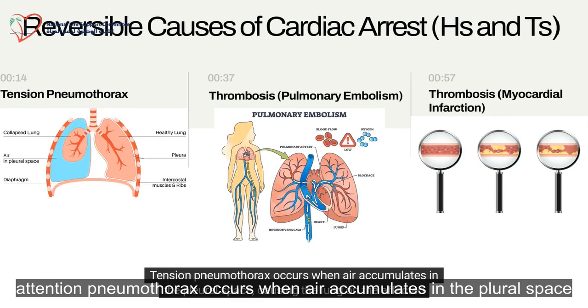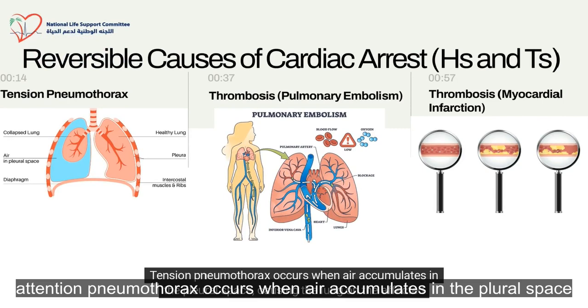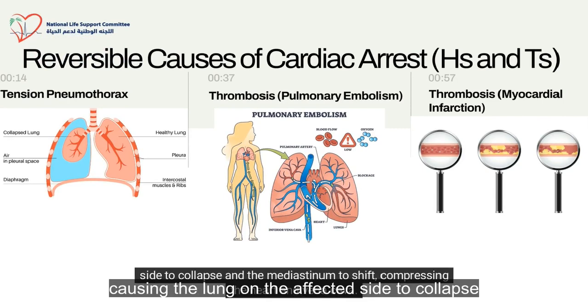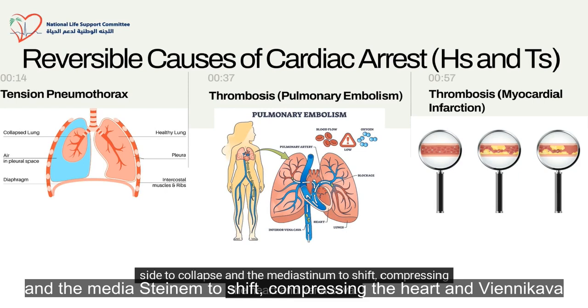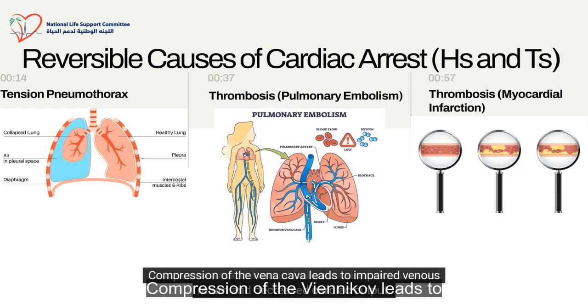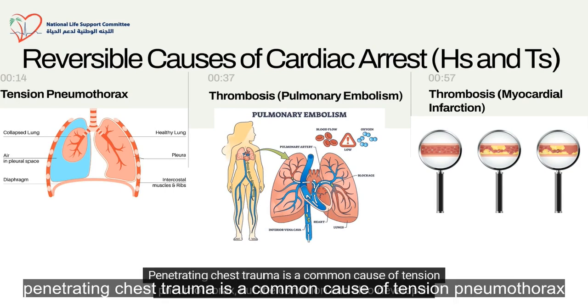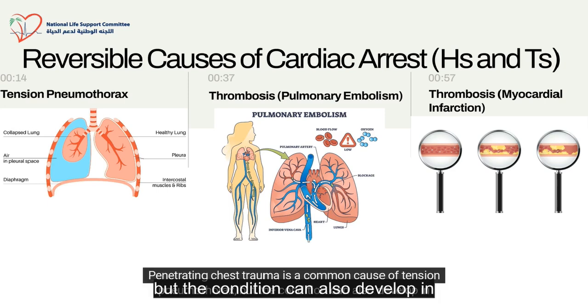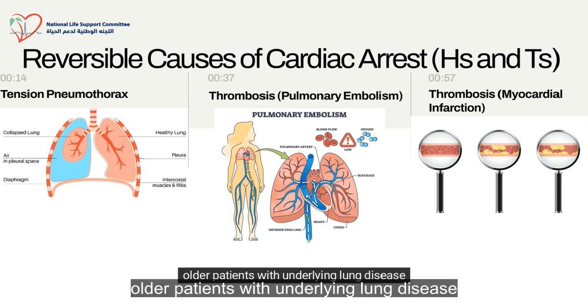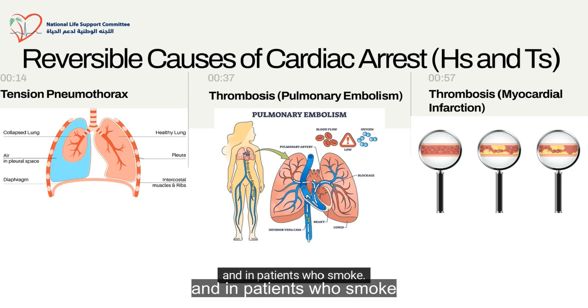Tension pneumothorax occurs when air accumulates in the pleural space, causing the lung on the affected side to collapse and the mediastinum to shift, compressing the heart and vena cava. Compression of the vena cava leads to impaired venous return and decreased cardiac output. Penetrating chest trauma is a common cause of tension pneumothorax, but the condition can also develop in older patients with underlying lung disease and in patients who smoke.